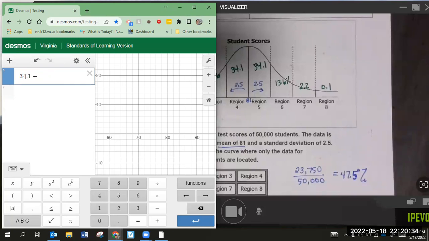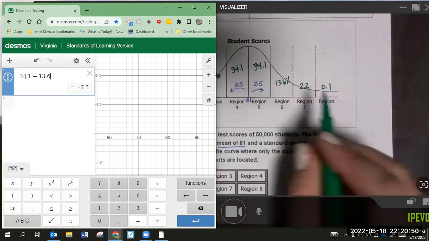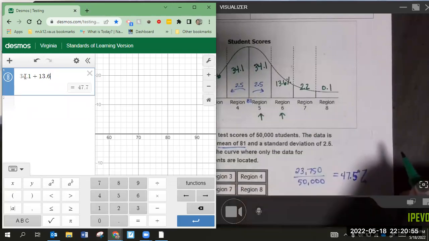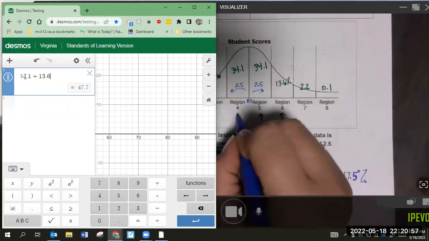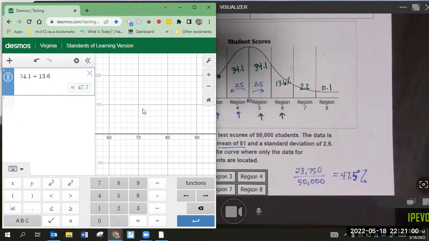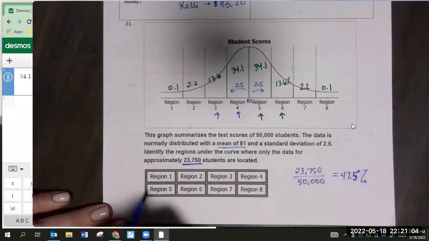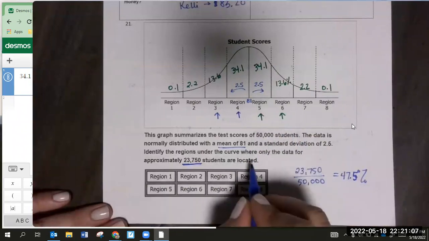What if we picked? That's not enough. That's too much. So it looks like we need to select a 34.1 and a 13.6. That means we can select a region 5 and a region 6 together. We can select a region 4 and a region 3 together. As long as we're selecting a region that's going to add up to 47.5% of my data, I'm going to be comfortable.